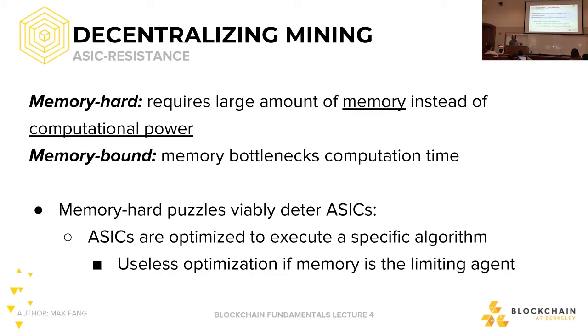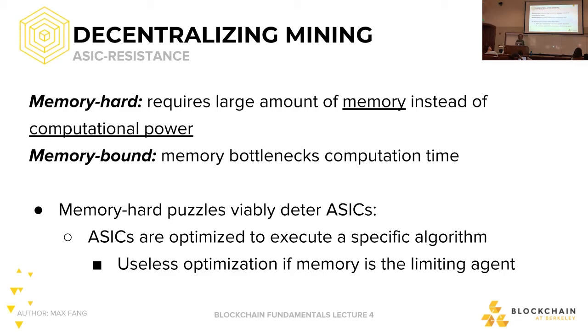Memory hard puzzles deter ASICs as they exist now, because ASICs are created to perform a certain function and just do that function. They don't actually have memory, they're just using processing power to hash numbers, essentially. They're useless if there's optimization for memory, because that's not actually part of that processing power. Memory is distinct. So if memory is the limiting agent, the current ASICs used for Bitcoin wouldn't work.